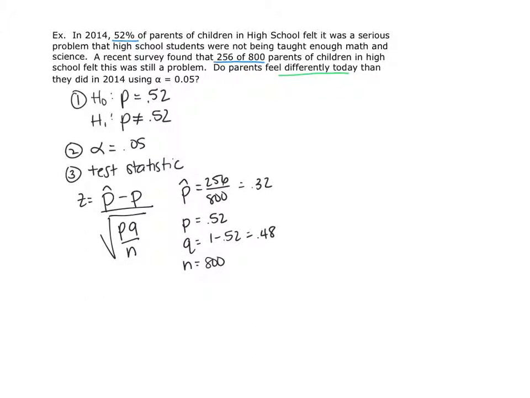Identifying the values of our variables, P hat is 256 divided by 800, which equals 0.32. P is our null value, so 0.52. Q is 1 minus P, or 1 minus 0.52, which equals 0.48. And N is our sample size, in this case is 800.